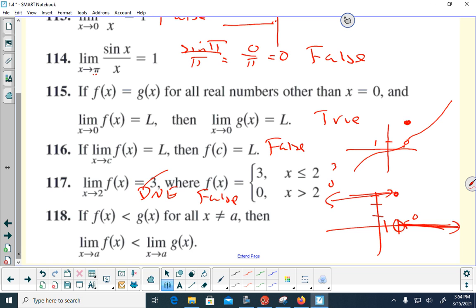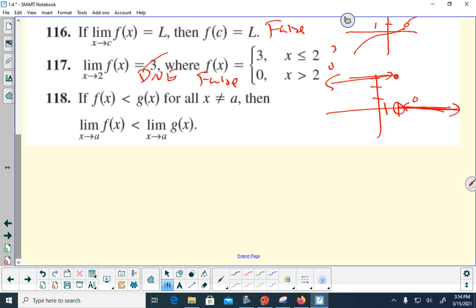Number 18, if f of x is less than g of x for all real numbers x not equal to a, then the limit also has to be less than, and that's going to be false. Let's say f of x is equal to one-half x squared. And let's say g of x was equal to just x squared. Well, for every value, f of x is going to be less than g of x because the height is going to be half as tall. So it's always going to be less than.